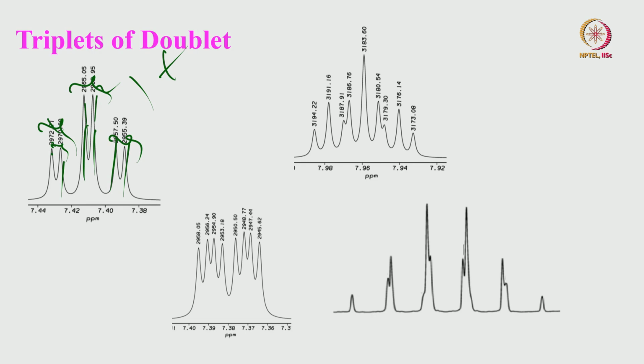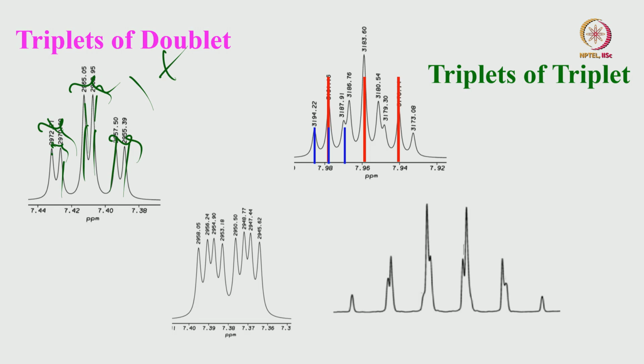What about this pattern? This looks more complex, but I told you this is how we have to get the analysis done. It looks like a pentet sometimes or a sextet, but of course it is because of overlap of the coupling. Fortunately here there is not much of an overlap, very easily you can identify. If you carefully look at this pattern, you will see there is going to be one triplet here, a larger triplet, and then each line of the triplet is split into another triplet like this. What do you call this? It is triplets of triplet, a realistic example.